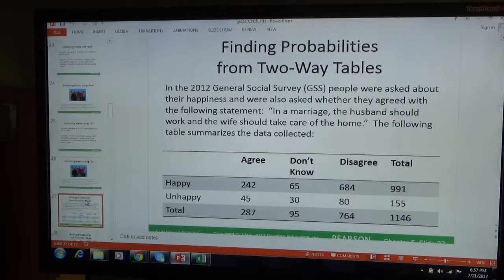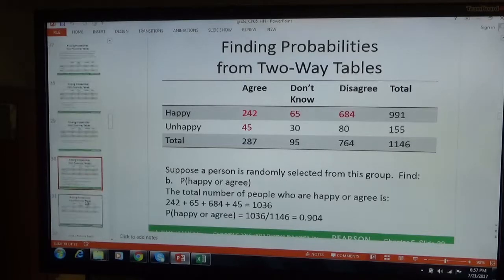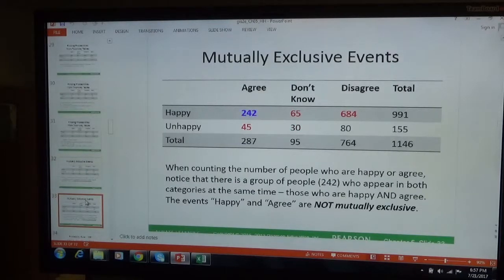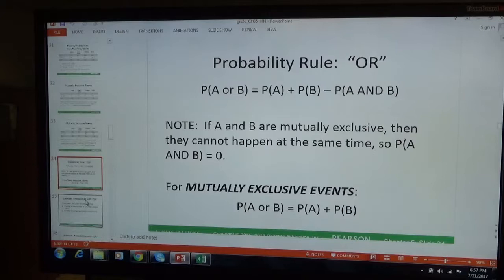And actually, hold on, I want to move to here first. So usually, if the 2 events are mutually exclusive, mutually exclusive means they cannot happen at the same time. Do you have any good example of a mutually exclusive event?